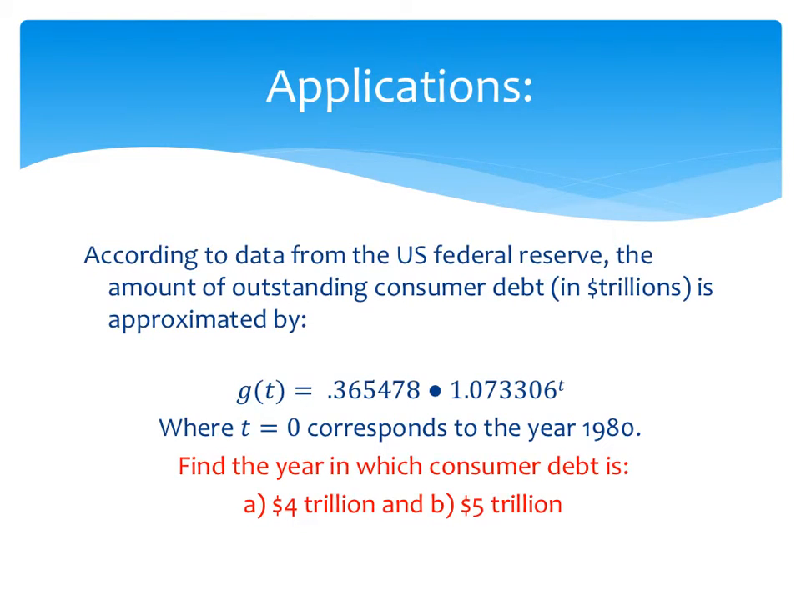Finally, let's look at an application problem. According to data from the U.S. Federal Reserve, the amount of outstanding consumer debt in trillions is approximated by the function you see underlined in red, where t equals 0 corresponds to the year 1980. Suppose that we want to know in which year the consumer debt is going to be 4 trillion. Let's go ahead and work that problem out.